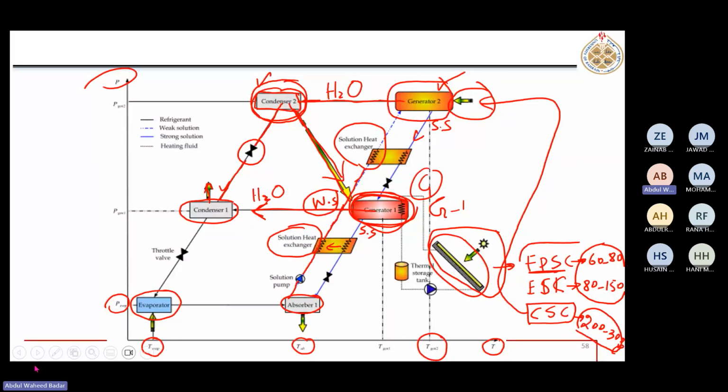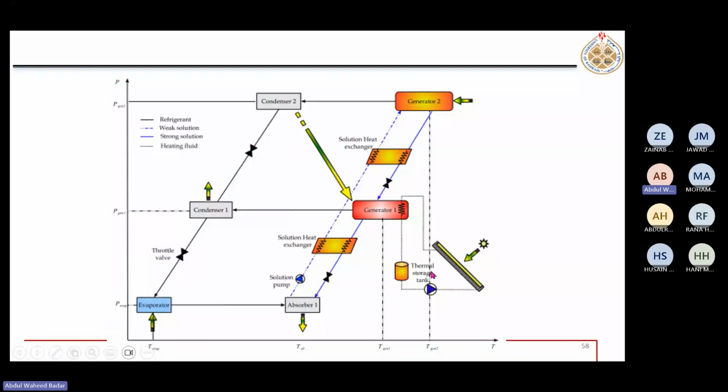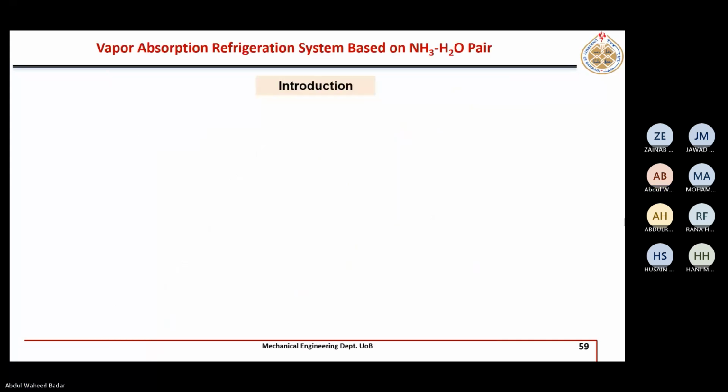So here is just a general schematic explaining the overall working of the multi-effect absorption system, which type so far we are discussing, the water lithium bromide system. Okay. Any question? Yeah, there is no question.